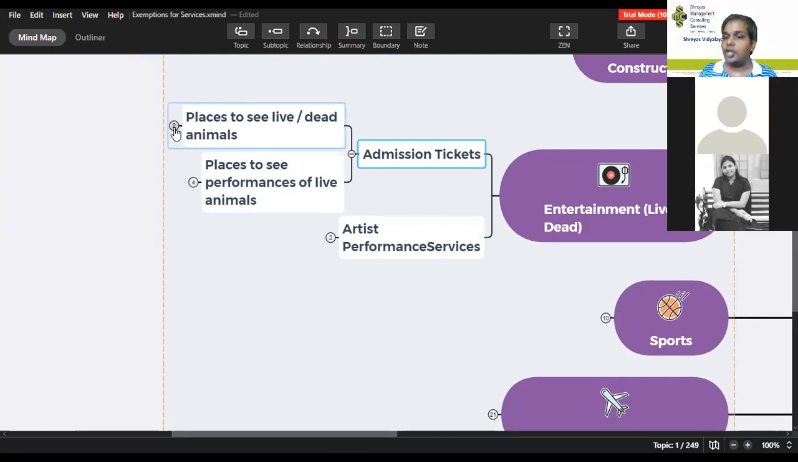Where do you see live or dead animals? Can you put it in the chat box? Dead means old, ancient. Places where you see live animals. The two categories are there. Where do you see live animals? Basically zoo. Then where else do you see? A zoo itself will be called by different names. A zoo is basically an identified location.